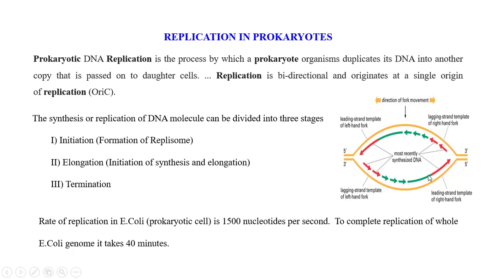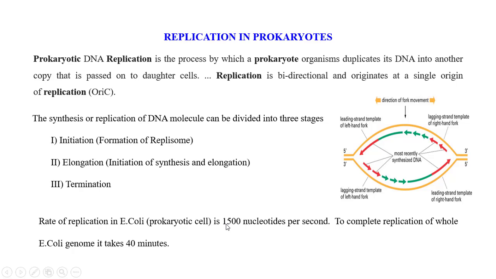The DNA replication shows bidirectional replication, and it originates at a single particular site called the origin of replication or replicon. Prokaryotic DNA replication has three different stages: one is initiation, elongation, and termination.